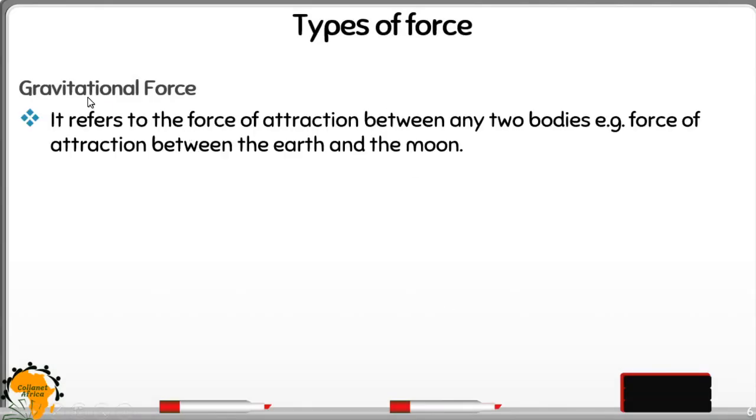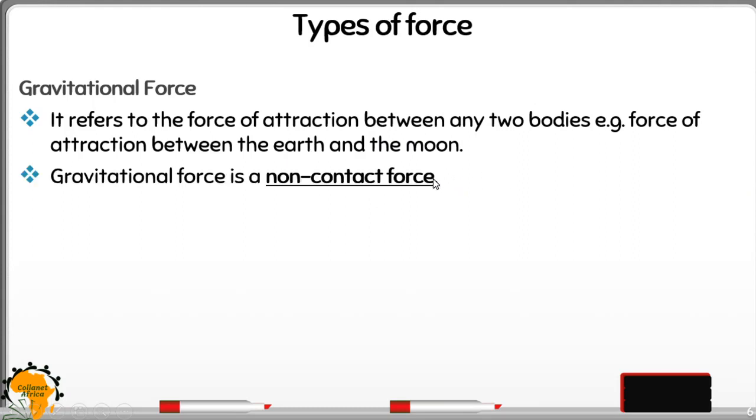We have the first one, gravitational force, and this is the force of attraction between any two bodies. We can give an example of attraction between Earth and Moon, attraction between two human beings. Any two bodies that are not in contact, there is a force of attraction. Gravitational force is non-contact because the two bodies are not in contact. Therefore, we have that it is a non-contact force.